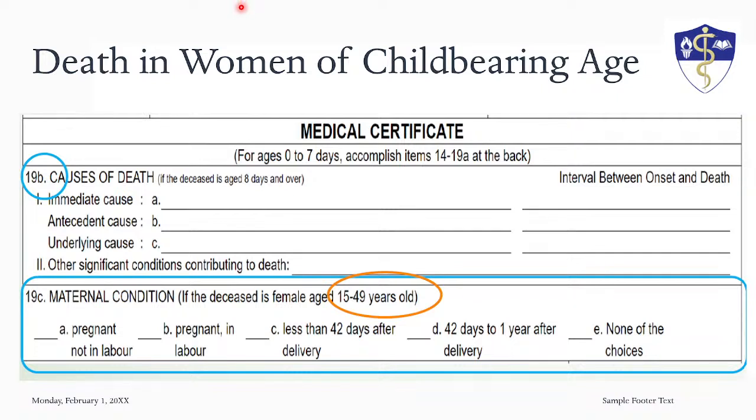Causes of death, 15 to 49 years old. So as long as the patient is of childbearing age, 15 to 49 years old, check one of these boxes. You are going to find this in here. So if the patient is not pregnant at the time, or gave birth more than 1 year ago, boom, none of the choices. Next. So always remember the interval. This was mentioned in module 3. So always place the interval.